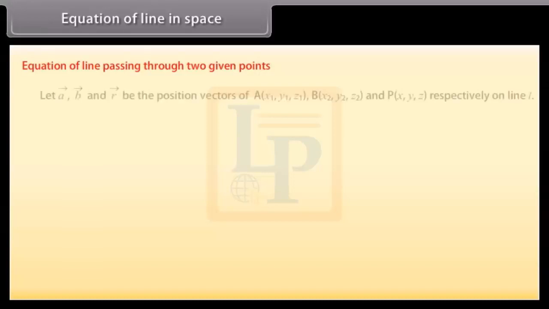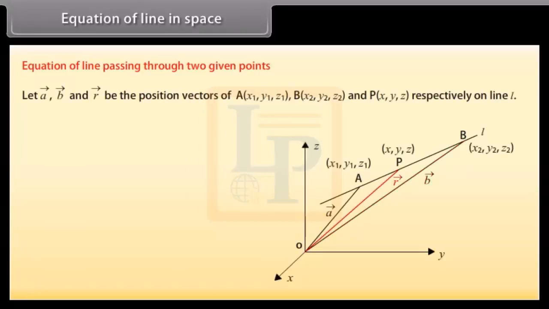Equation of line in space. Equation of line passing through two given points. Let vectors a, b and r be the position vectors of A (x1, y1, z1), B (x2, y2, z2) and P (x, y, z) respectively on line L.